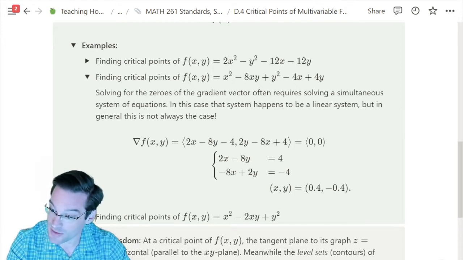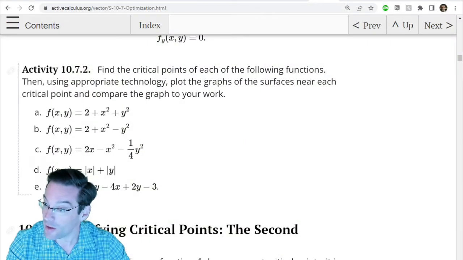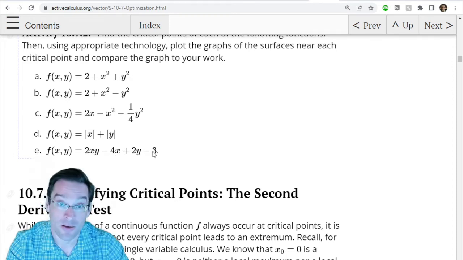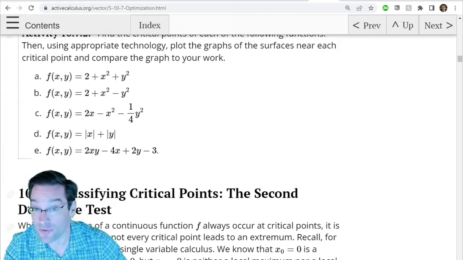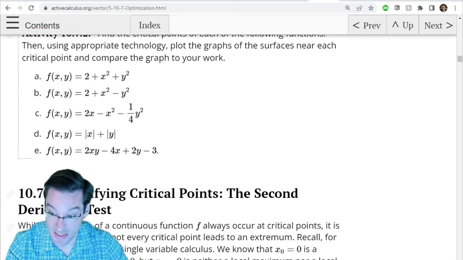So just to get some practice with that, let's take a moment and just work on part E of activity 10.7.2 that asks you to find the critical points of the function f of x and y is 2xy minus 4x plus 2y minus 3. So let's take 5, maybe 10 minutes for you to work on finding just the critical points of the function from part E. Then we'll come back and compare notes after that.